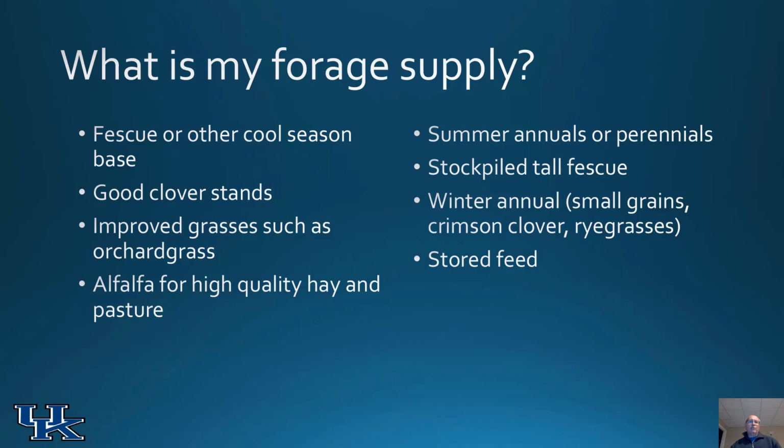Some of the most common forage supplies, of course, are going to be fescue or other cool season based grasses with good clover. We could have improved grasses such as orchard grass. We could have some alfalfa for high quality hay and pasture. We could add summer annuals or perennials for both hay and pasture. Adding stockpile tall fescue is quite common for extending the grazing season in the fall. Adding winter annuals like small grains, crimson clover, and ryegrasses are also possible, a little less common, you would say, than some of these others.